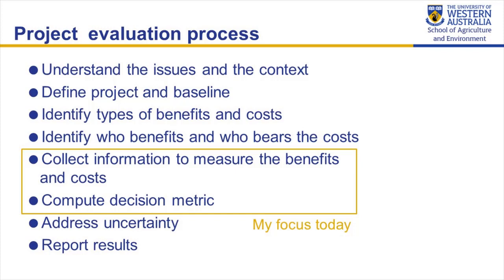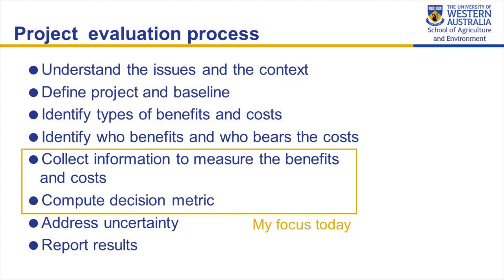Then get into some numbers, collect information to try and identify the benefits, quantify the benefits and costs if you can. Do something with those numbers to express them in a way that tells you something about value for money. So put them in some sort of metric or process calculation. Worry about the uncertainty in all that process. There's always uncertainty about what will happen or about what did happen, and report your results.